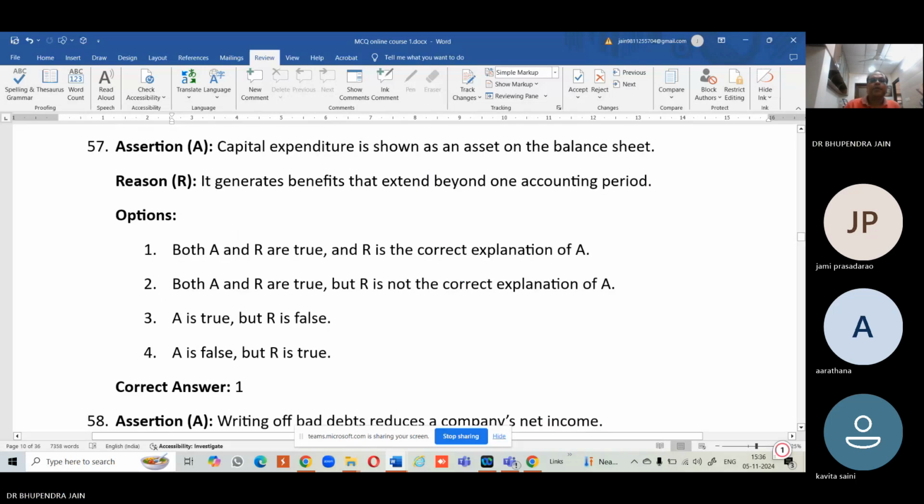Capital expenditure, so in the asset side of the balance sheet. Yes. What is capital expenditure? Expenditure incurred to purchase assets, plant, machinery, furniture, building, laptop, computer, all are capital expenditure. It generates benefit beyond one accounting period. Yes. Because revenue expenditure we will write off in the profit and loss account, but capital expenditure we will show in the balance sheet, and record over so many years according to accounting periods. So both are correct. So the answer is A. Both are correct, and the explanation is also correct.